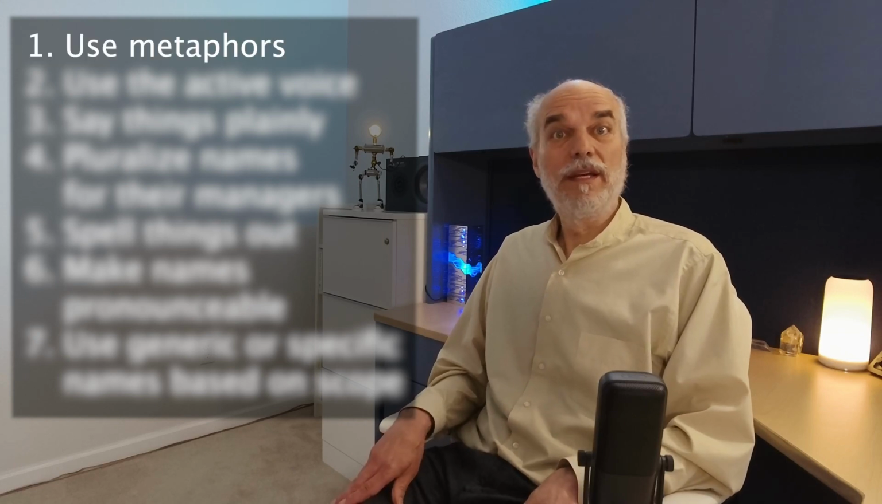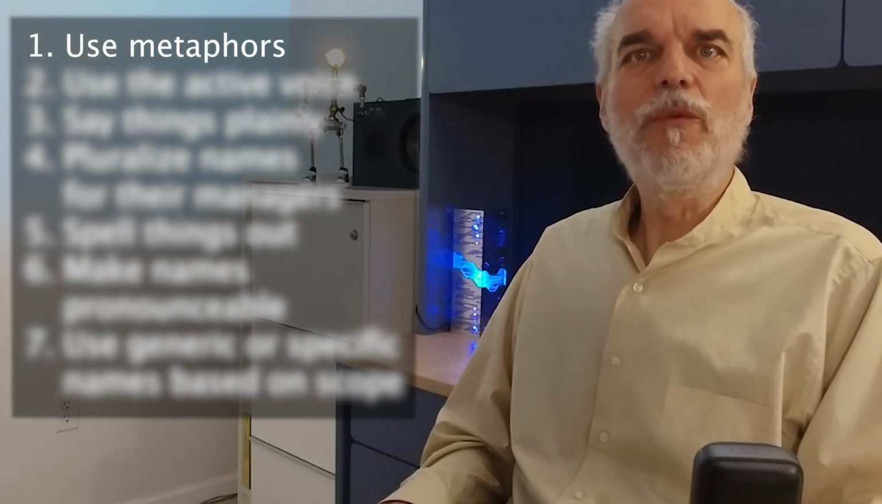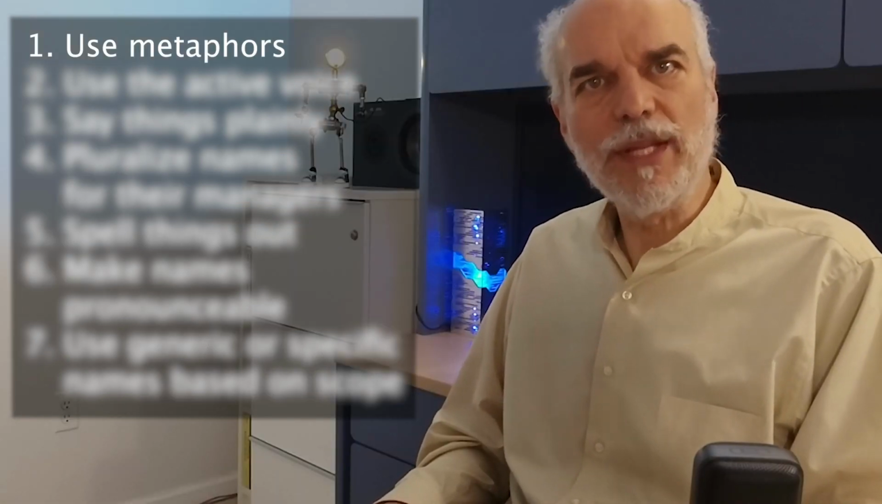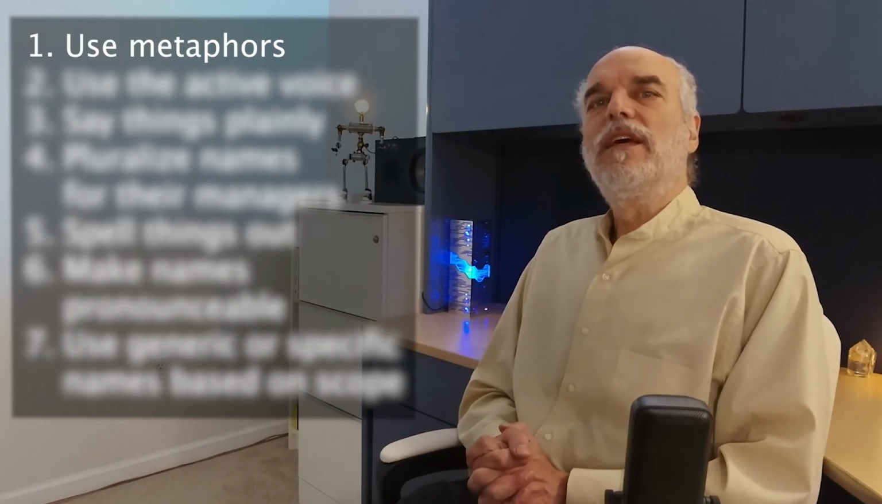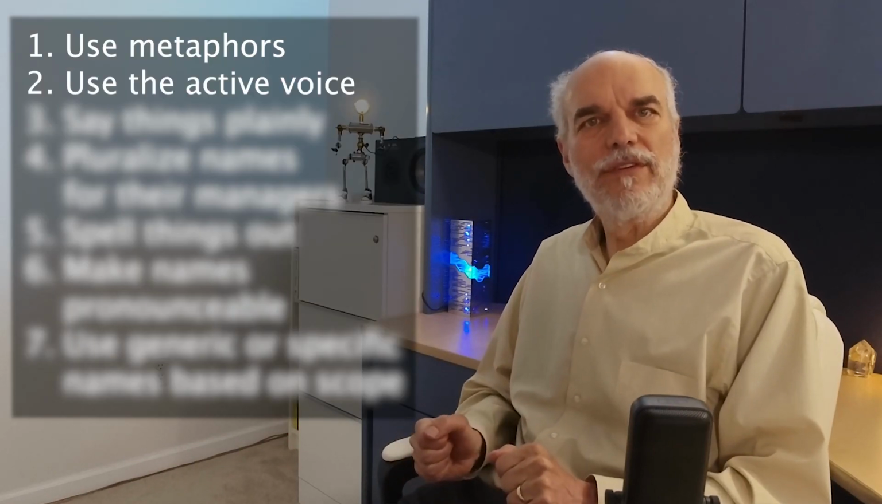Number 1, use metaphors. We understand similarities and dissimilarities between things using metaphors. Using certain metaphors creates expectations that, as long as they're upheld, can define how we interact with a system. Metaphors are a central part of good design, and the names that we use should reflect the metaphors that we're following. Next, use the active voice.